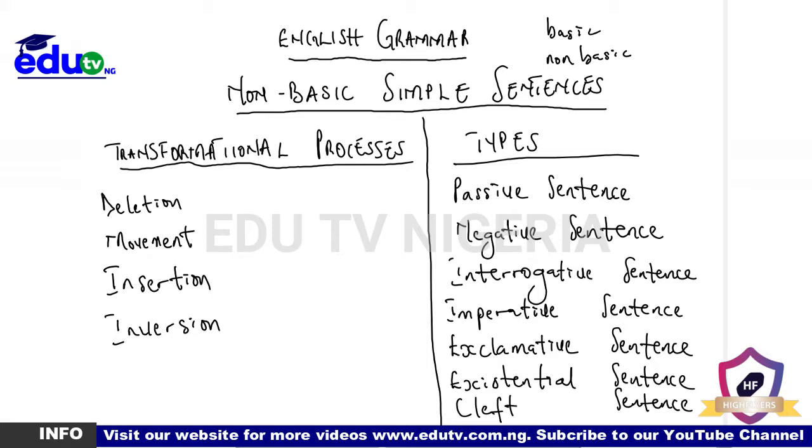So we have what we call deletion. Deletion is a particular transformational process, that is to say, an item is totally deleted from a sentence. When an item is deleted from a particular sentence, that could birth any of these non-basic simple sentences. Do you understand that? So when we have the deletion of a particular item, we could birth a particular non-basic simple sentence. Let me give you a sample.